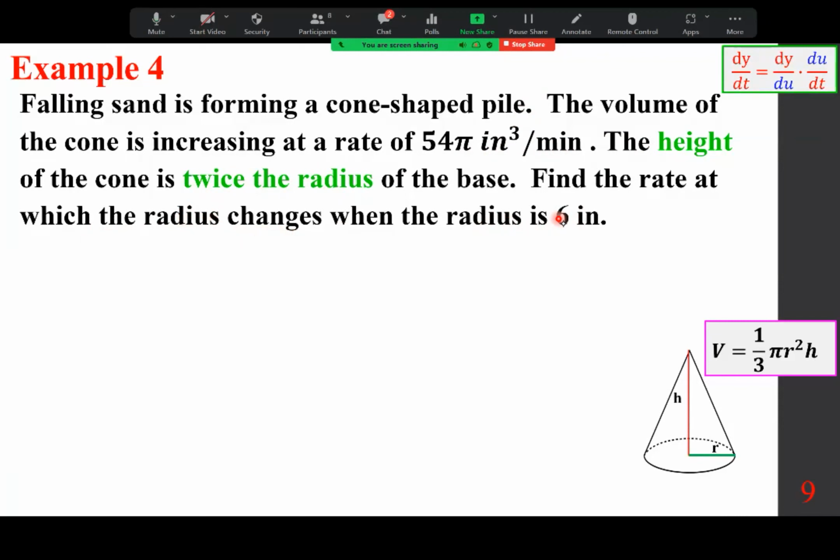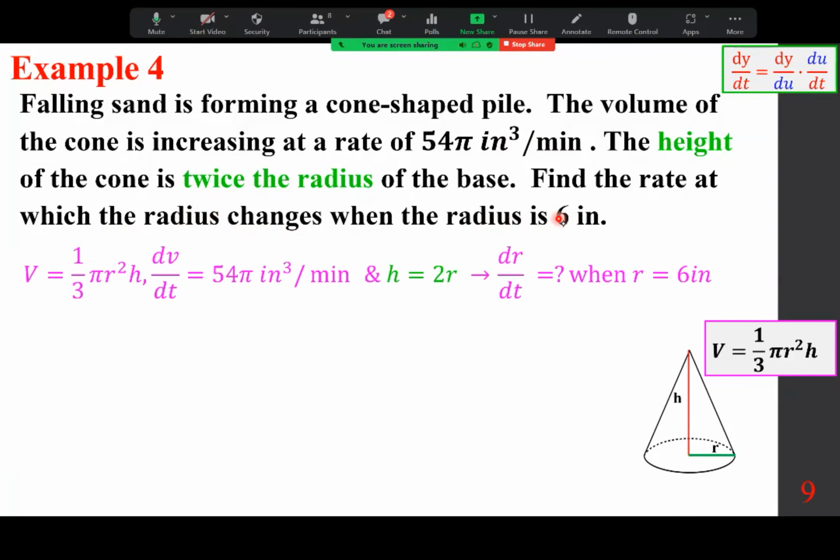When r is 6. So the translation of this question: the volume is 1/3 pi r squared h, because we are interested in the relationship between the volume of this cone and its radius. dV dt is 54 pi cubic inches per minute. h is 2 times r. dr dt is of interest to us at a precise moment when r is 6 inches.